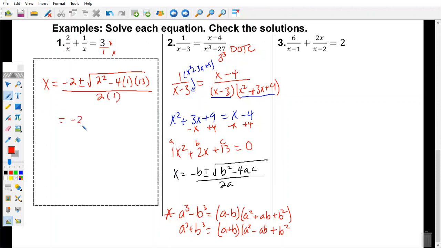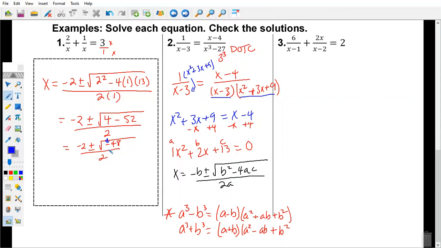So we're going to do some math here. We have negative 2 plus or minus the square root of 4 minus, and 13 times 4 is going to give us 52, all over 2. So this equals negative 2 plus or minus the square root of 4 minus 52, which gives us negative 48, over 2. Okay, we've talked about this before. Oh no, we have a negative. So that means that there is no real solution for this. It's going to be an imaginary solution.